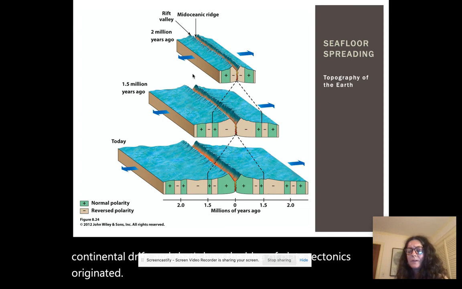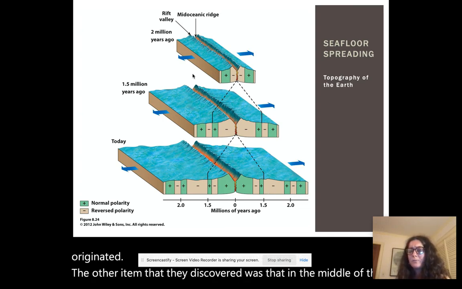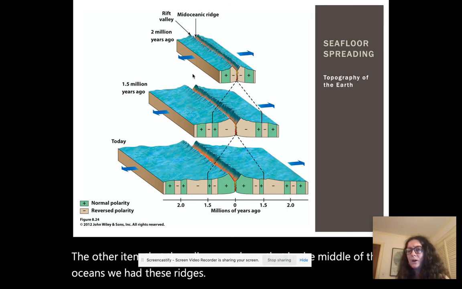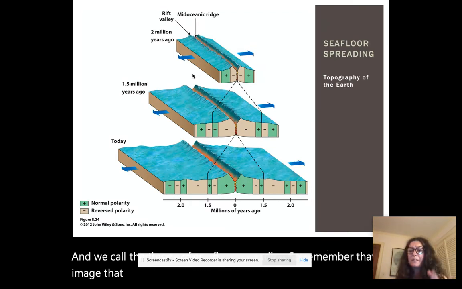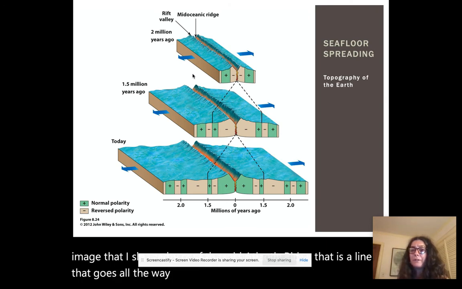The other item that they discovered was that in the middle of the oceans, we had these ridges. And we call this the theory of seafloor spreading. So remember that image I showed you of the Mid Atlantic Ridge, that is a line that goes all the way through the middle of the Atlantic Ocean.